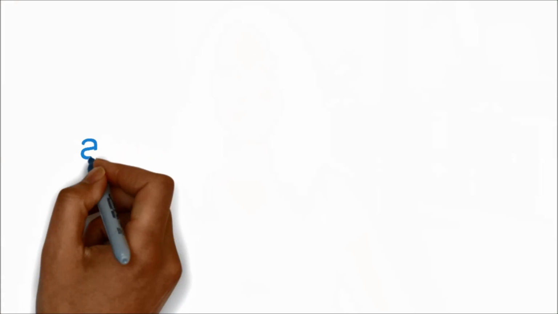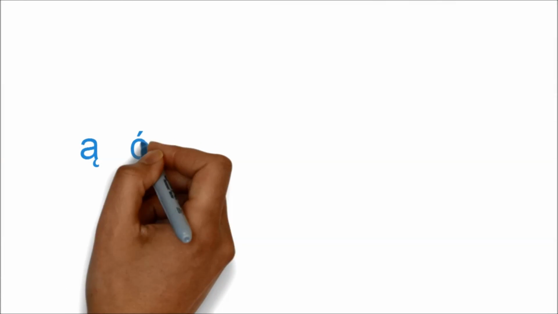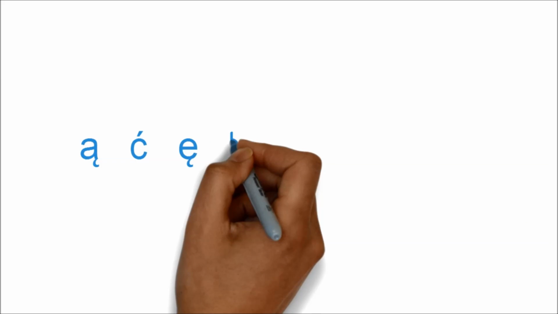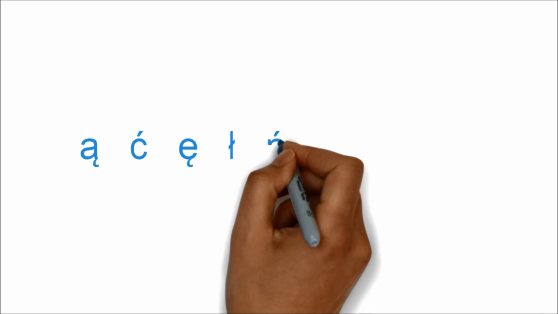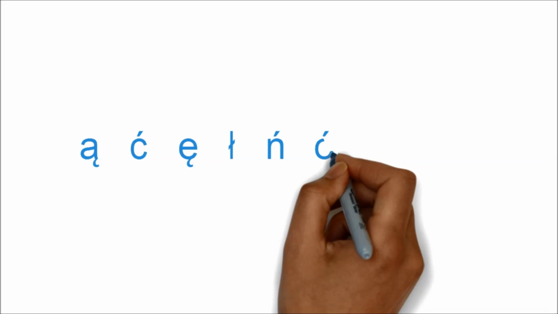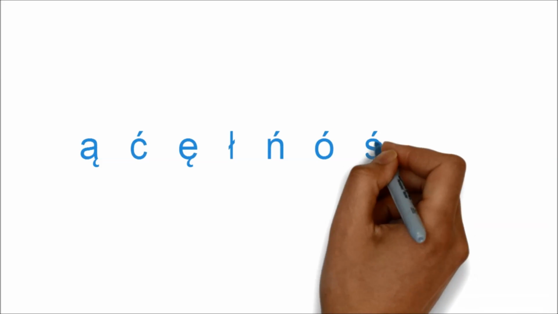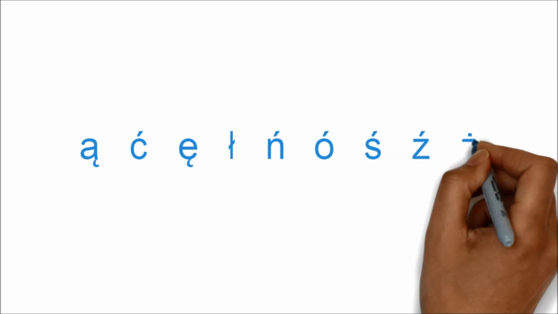Now back to the alphabet. Let's learn to pronounce all the letters. And I think we should start with a quick repetition of my beloved Polish letters. Ą, Ć, Ę, Ł, Ń, Ó, Ś, Ź, Ż.